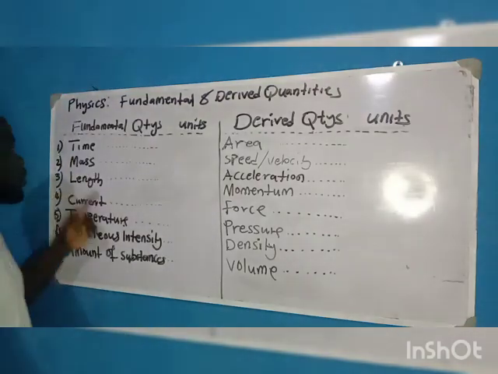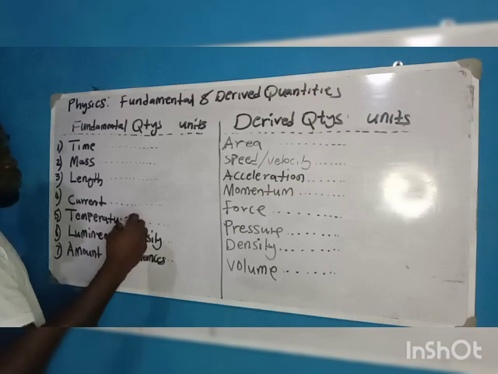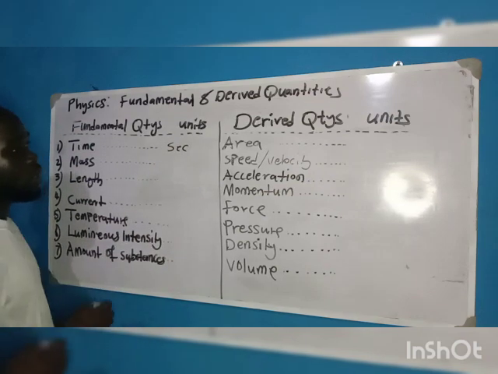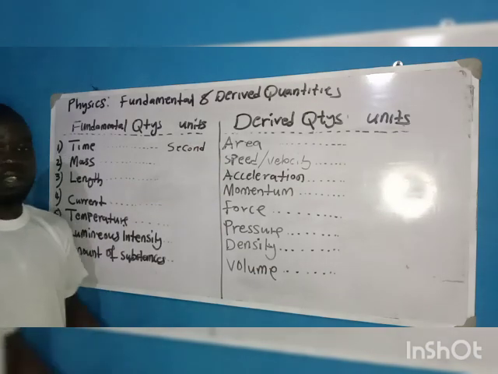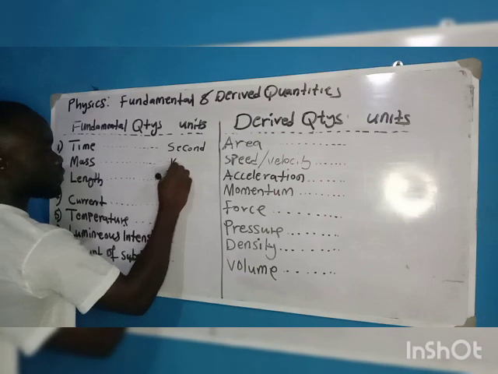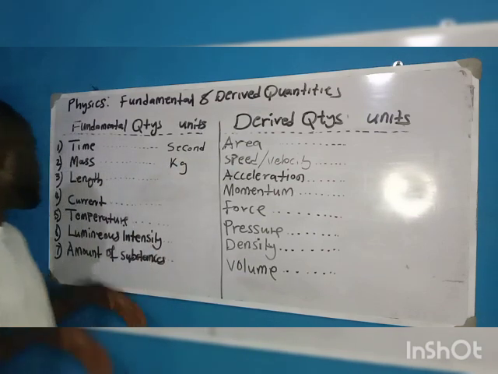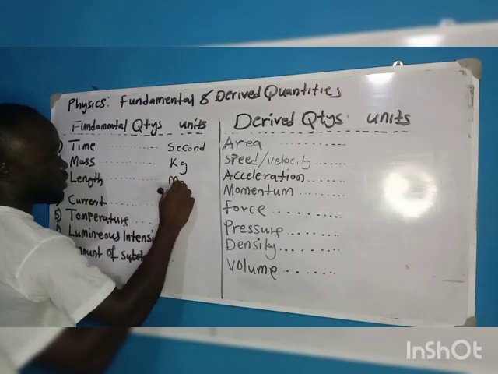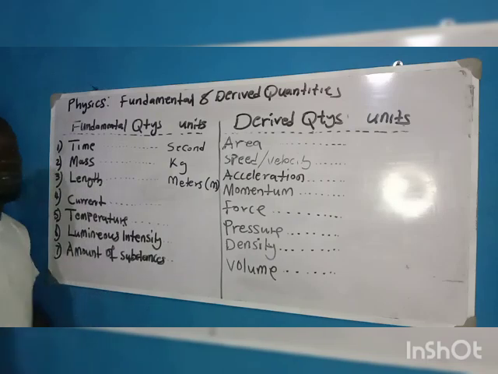The first one we have here is time. What is the unit of time? The unit of time is second. And the unit of mass is kilogram. The unit of length is meters, or you can write m to represent meters.